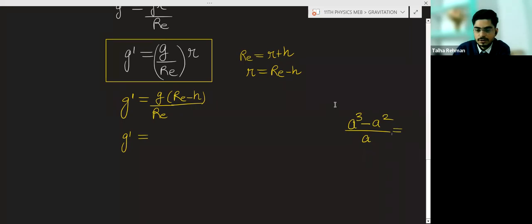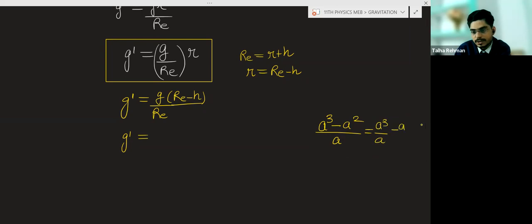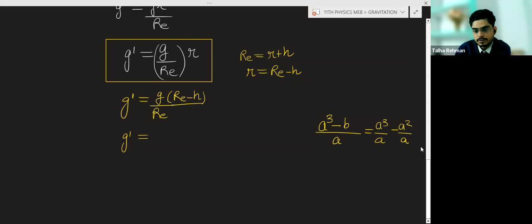Okay. Basically, I want to tell you now, if this type of thing is written, what you will do, you will divide, you will write this like this. First you will divide this a cube, divide a with a, and a square with a. Or if suppose here is not a square, here is b, so your answer will change. A cube divided by a minus b by a. This is b by a.